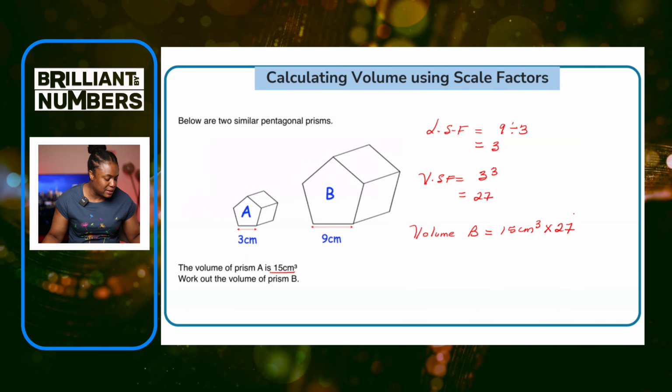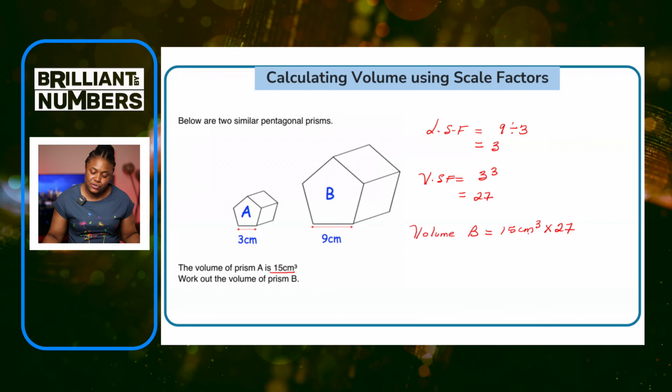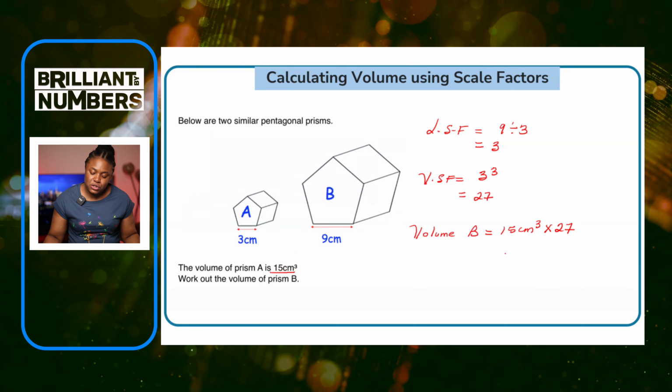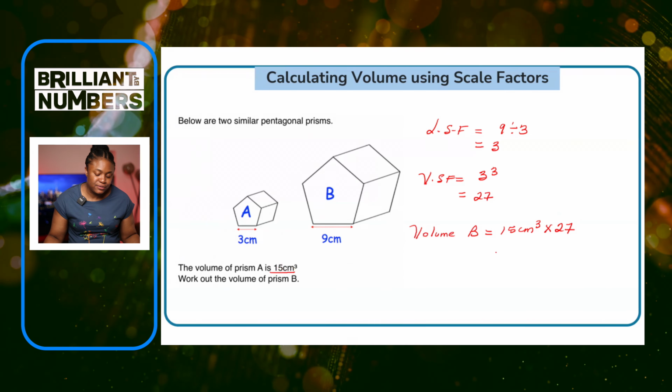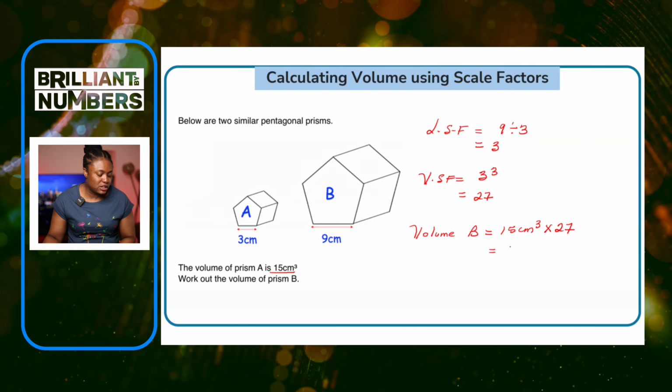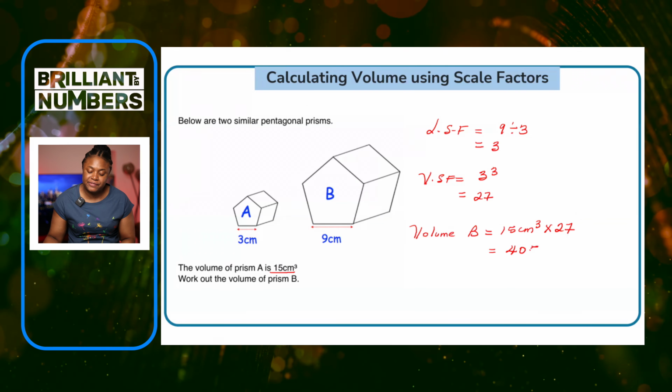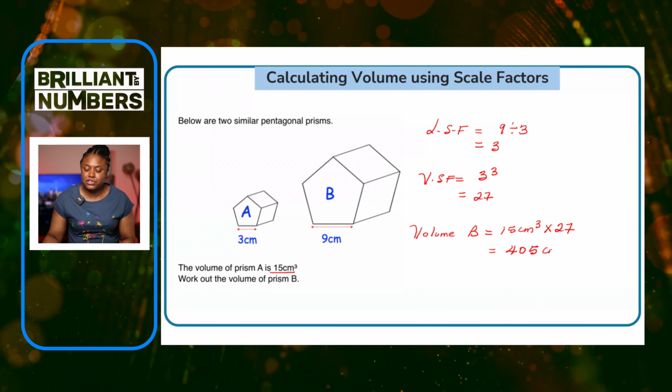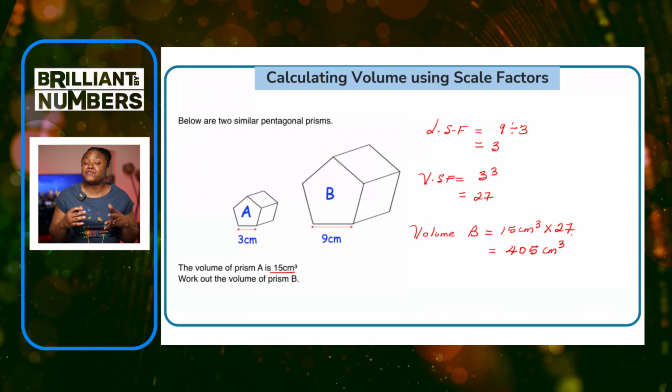So I'm just going to put that in my calculator. So I need to do 15 multiplied by 27, and that gets me to 405 centimeters cubed. Remember, volume is measured in cubic units. So I've got to make sure that I do not mix up my area, which is squared unit, with my volume, which is cubic unit. Amazing. So we finished one example there.